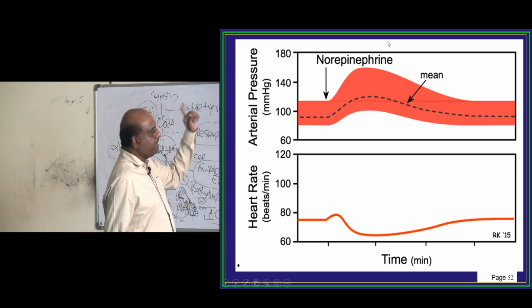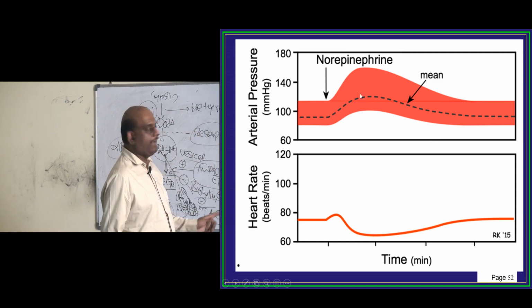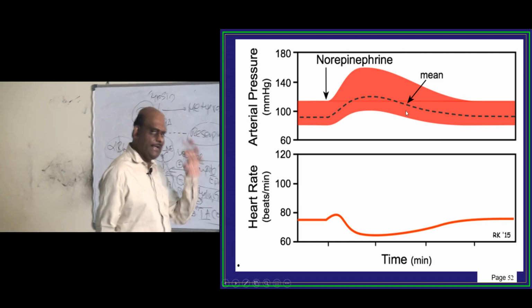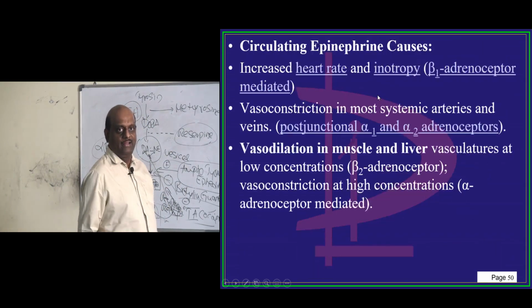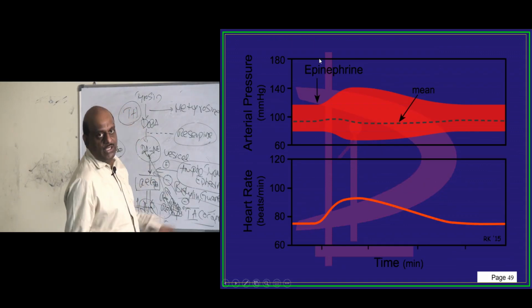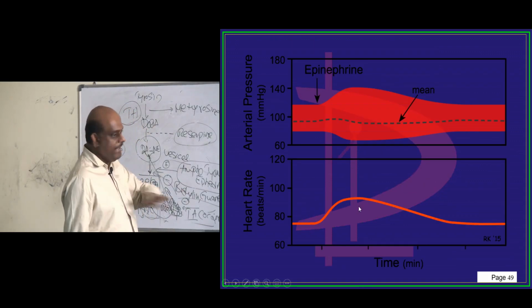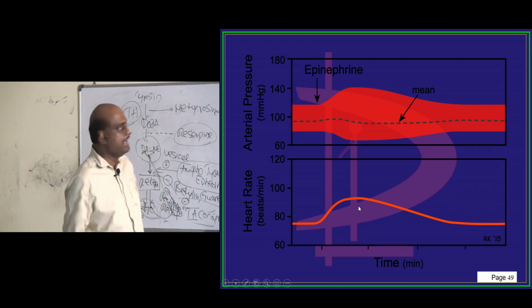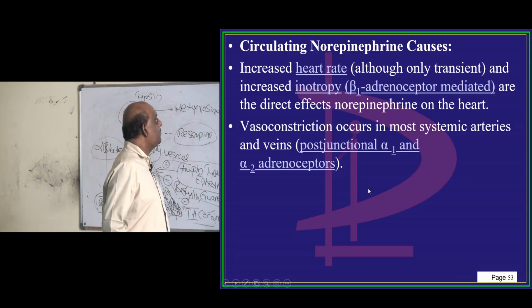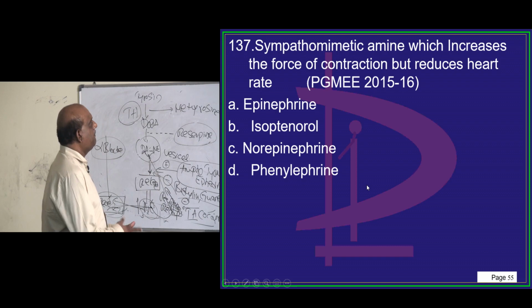Suppose there is a rise of the systolic BP, rise of the diastolic BP, rise of the mean arterial pressure, all the three rise, that is norepinephrine. Whereas if there is a rise of the systolic BP but a fall of the diastolic BP and the mean arterial pressure is not affected, then that is epinephrine, is what you need to basically remember.